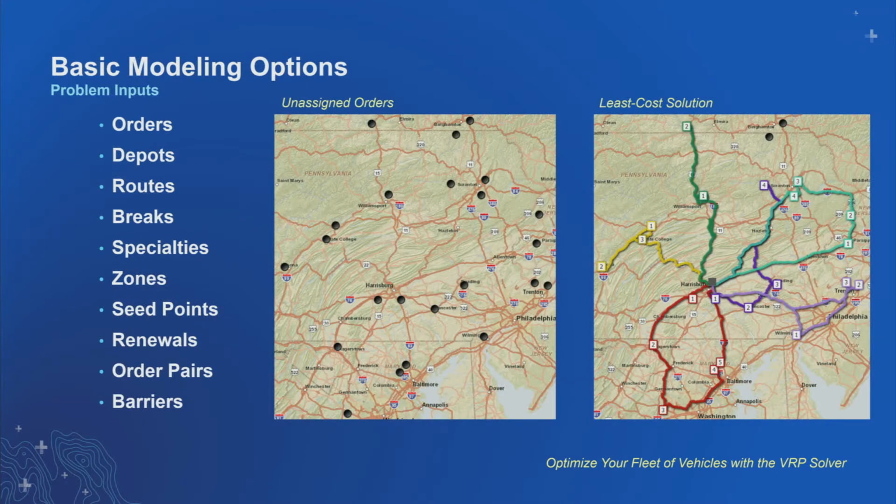So our VRP solver has a lot of different modeling options, and this is so we can try and reach as many of those different business constraints as possible. The top 3, orders, depots, and routes, are what's minimally required to get into the solver. Orders are where you're trying to go for the day. Depots is where you're starting and ending your day. And routes is what we use to model both the vehicle and the driver constraints.